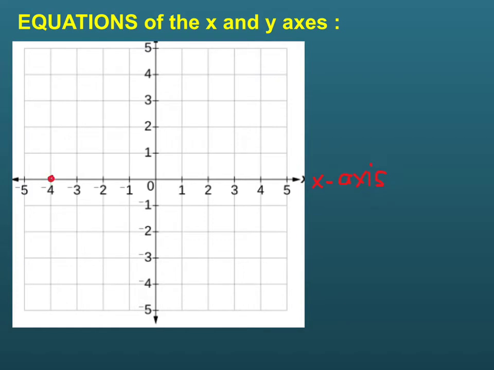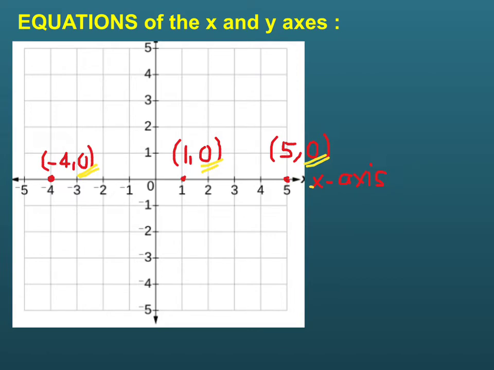So I'll pick this point, and this is -4, 0. I will pick this point, and this is 1, 0. And I will pick this point, and this point is 5, 0. So having picked these 3 points, I want you to notice that no matter what point I pick along the x-axis, I will always have the y part of the coordinate equal to 0.